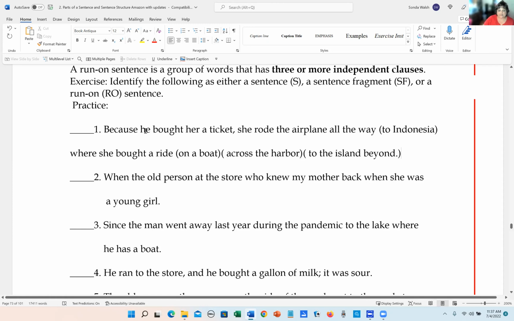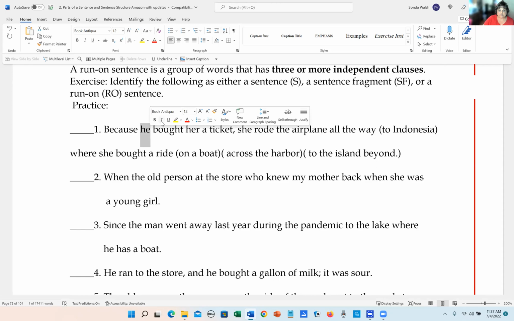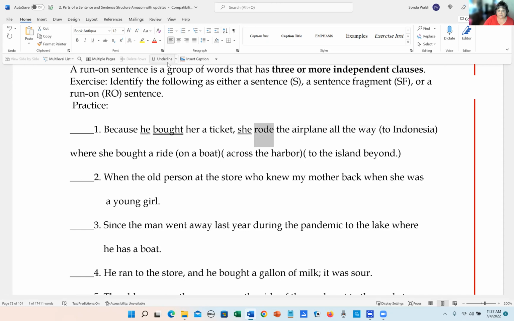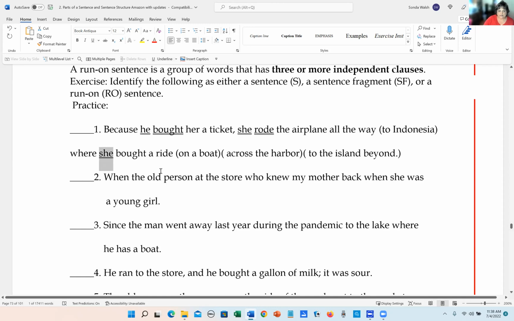All right, now I'm going to find my subjects and verbs. He is the subject. Bought is the verb. She is the subject. Rode is a verb. And she is a subject. And bought is a verb.